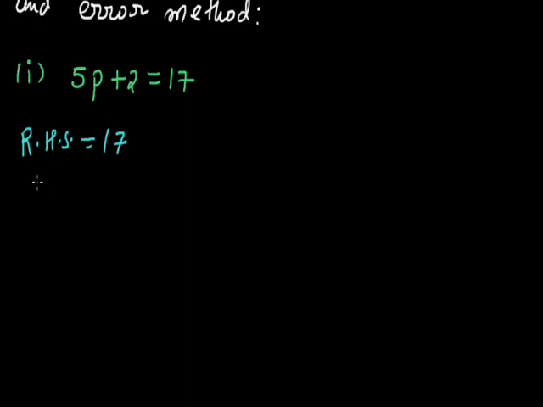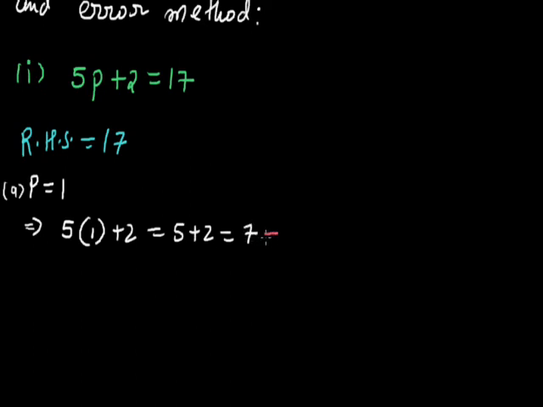So let us start with p is equal to 1. If p is equal to 1, here we will put the value of p, 5 into 1 plus 2. This will be equal to 5 plus 2, which will give you 7, which is not equal to 17. So p equals to 1 will not be the solution of this equation.